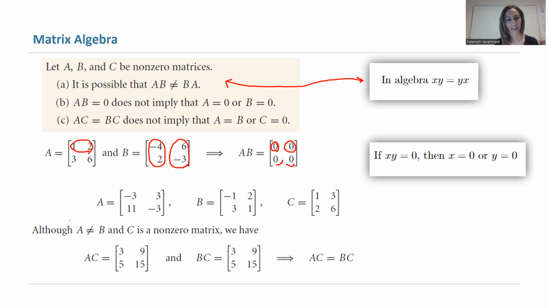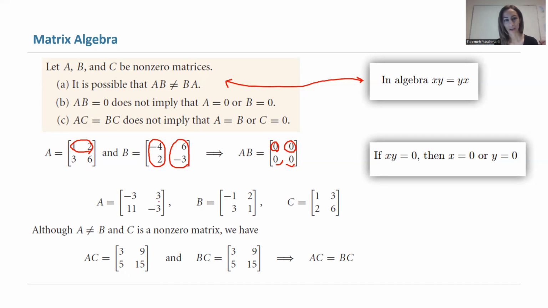For example, consider these three matrices. A is a non-zero matrix: -3, 3, 11, -3. And B is another matrix: -1, 2, 3, and 1. You have matrix C with entries 1, 3, 2, and 6. If you do the multiplication of A and C and the multiplication of B and C, you basically create two matrices which are the same. They have the same entries.